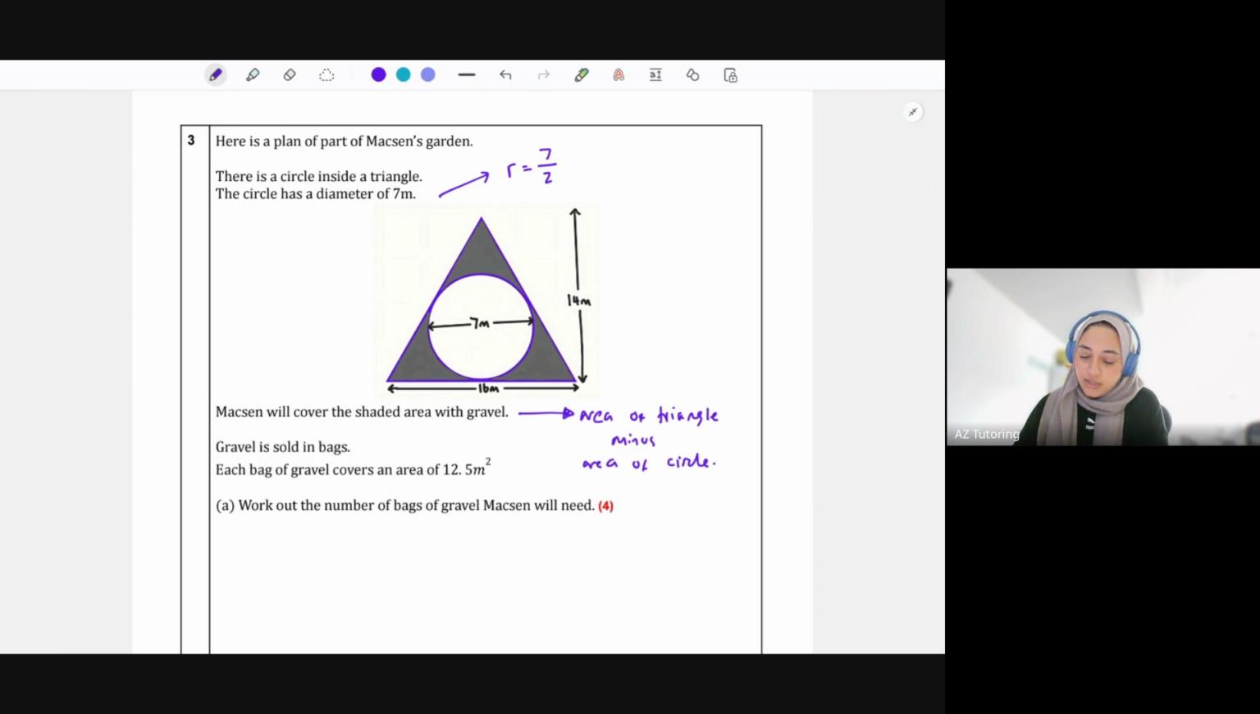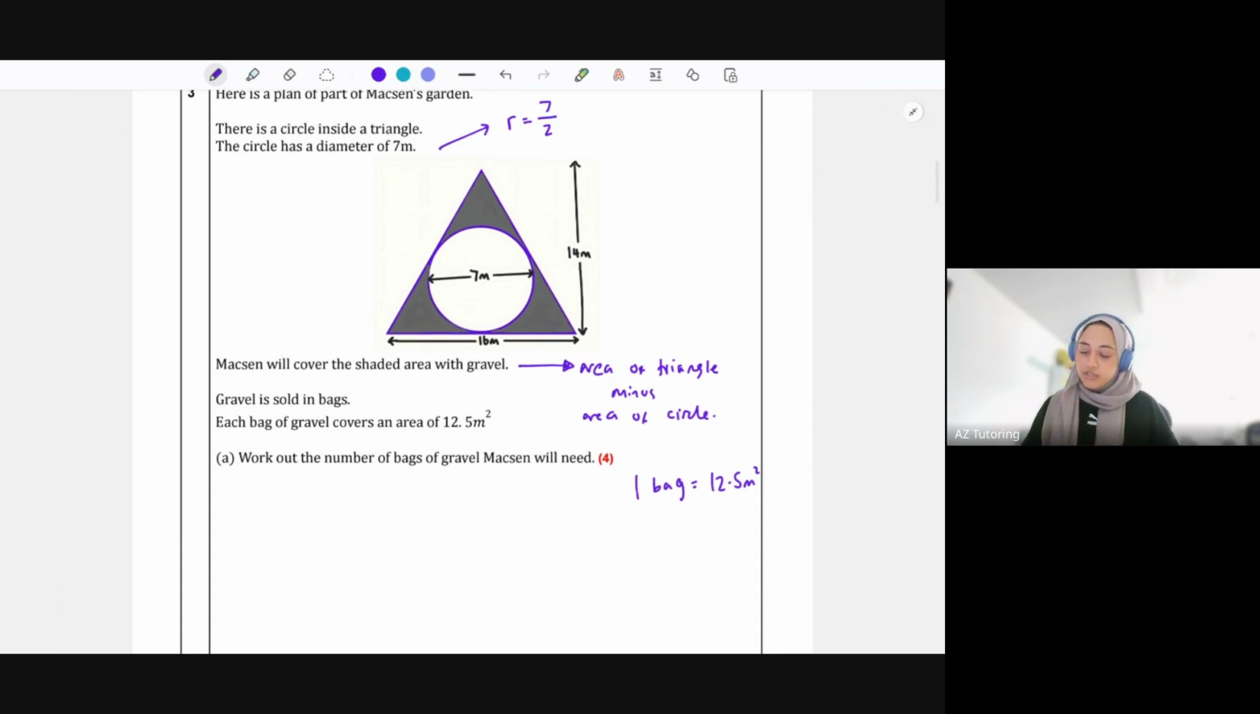It says gravel is sold in bags, and each bag of gravel will cover an area of 12.5 meters squared. So I'm just going to write 1 bag is 12.5 meters squared. It's really good practice to write down information out of the question to make the question a lot easier for yourself.